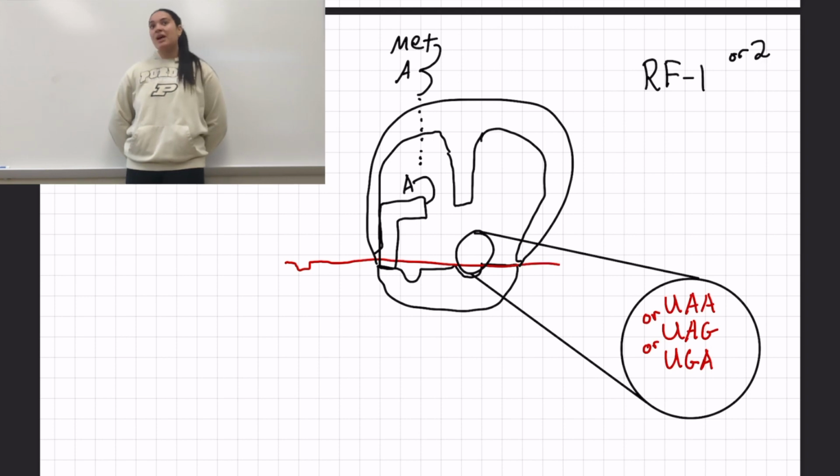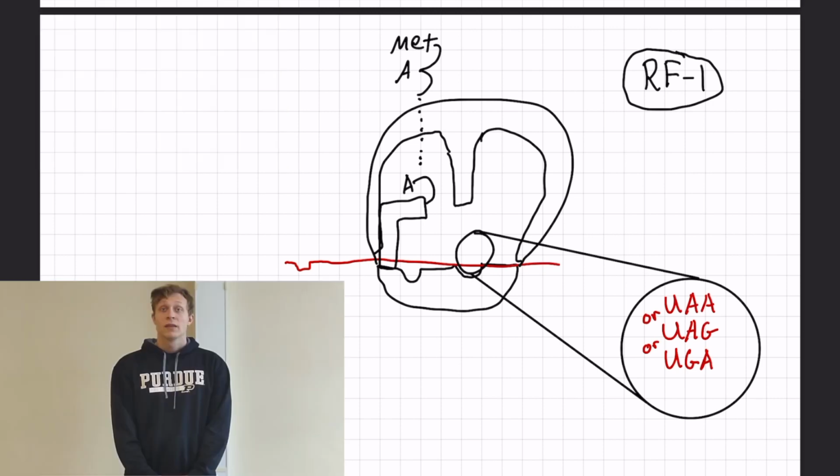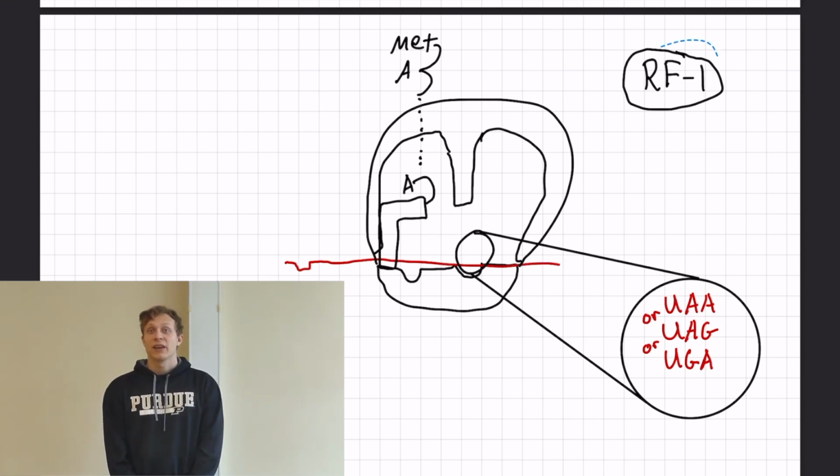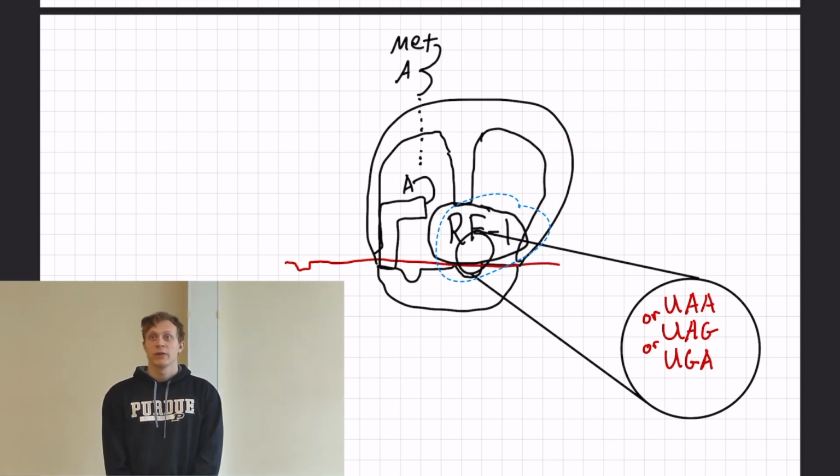The process will stop when a stop codon of UAA, UAG, or UGA enters the A site to crash the party. Think of termination as the IU students that show up at the party and everyone wants to leave. The stop codon arrives at the A site and release factor 1 or 2 arrives.